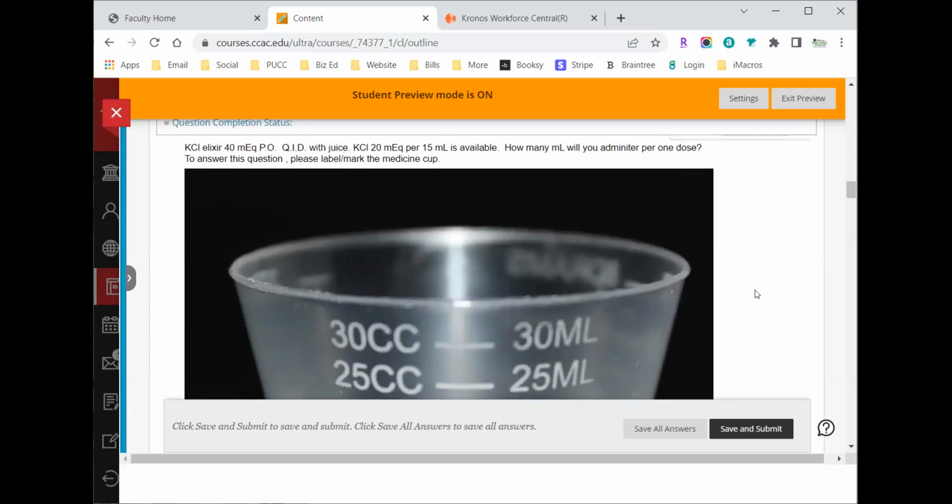All right, for this question, it says, how many milliliters will you administer per 1 dose? And to answer this question, you got to put a label or mark on the medicine cup. And so that's how you're going to answer this question.